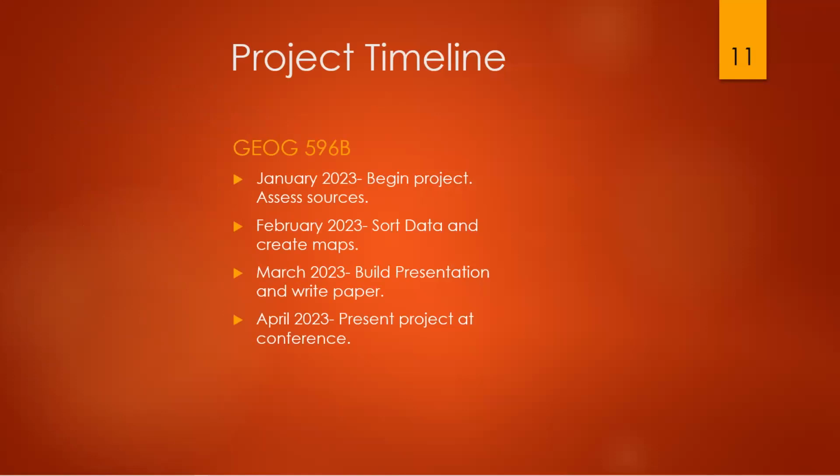My timeline: my 596B is in the second part of next year. So I plan to start working on my project in January. In February, I'll be sorting out all the data, creating my maps, building up my presentation, and getting my paper written. Hopefully I graduate in April, because the last day of class in April, I believe, is the 17th. And then there are some conferences in the April, May timeframe that I'm going to try to present at.